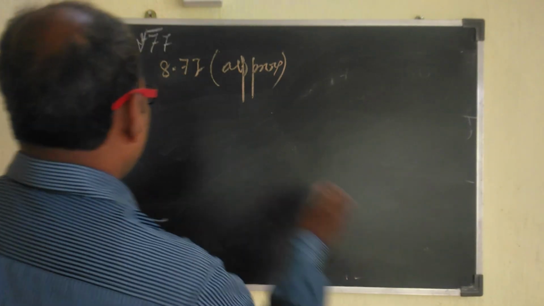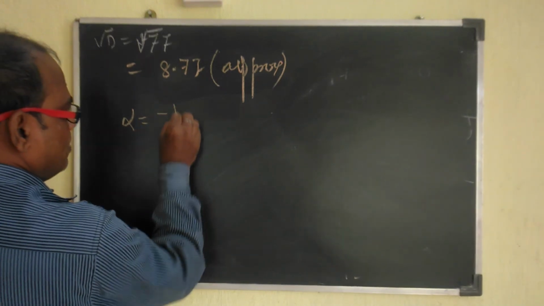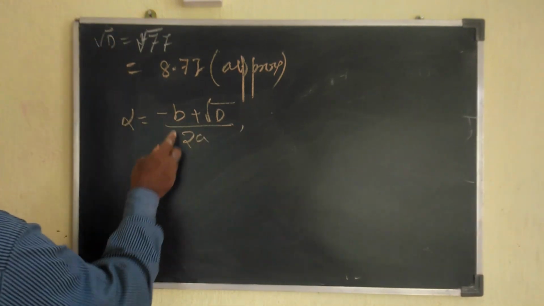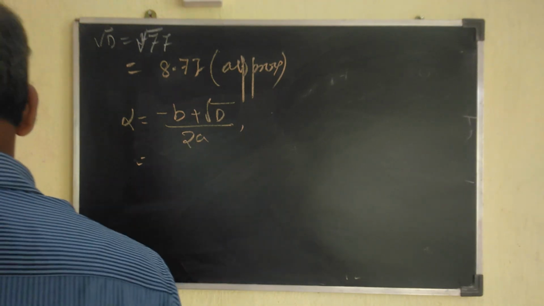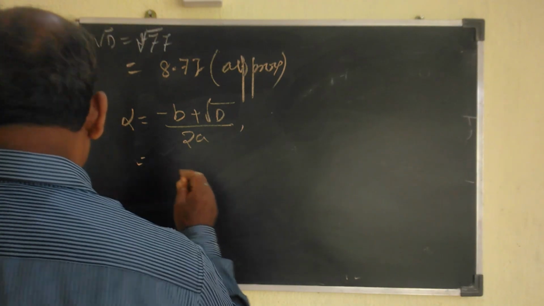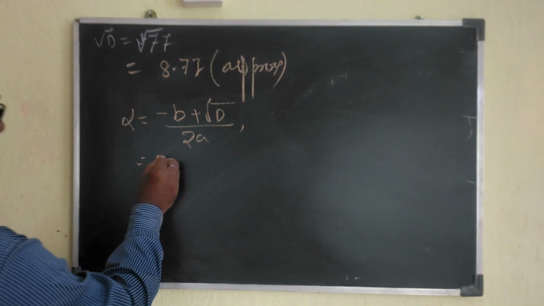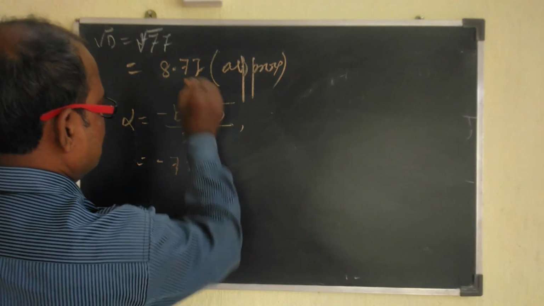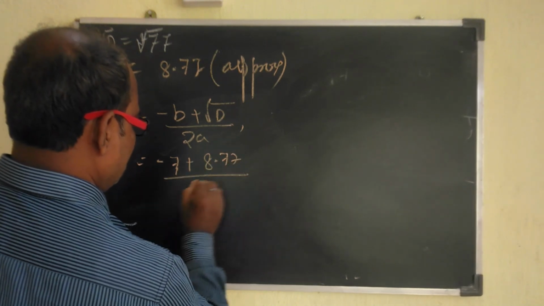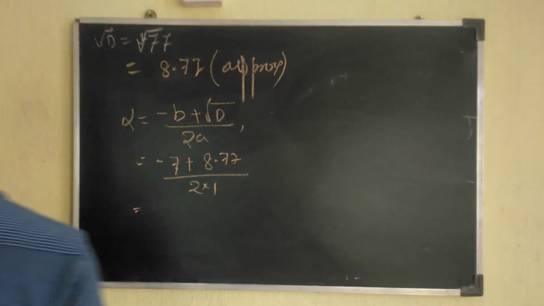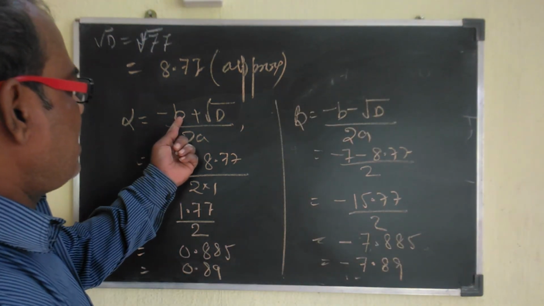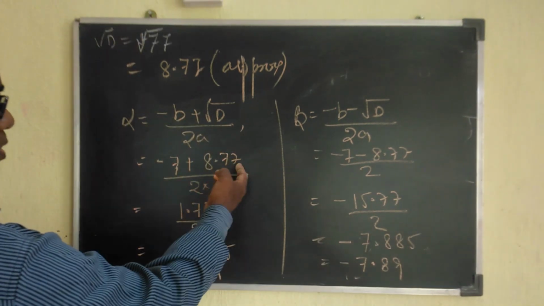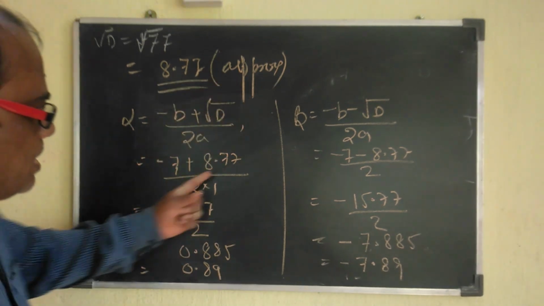Now let us go with the value of alpha. We know that alpha is equal to minus b plus root d by 2a. So here in the given question, minus b is minus 7 plus 8.77 by 2 into 1. So we get alpha is equal to minus b plus root d by 2a, and beta is equal to this formula. Now b is equal to 7, so minus b is minus 7, and root d we already assumed from here, we get 8.77.